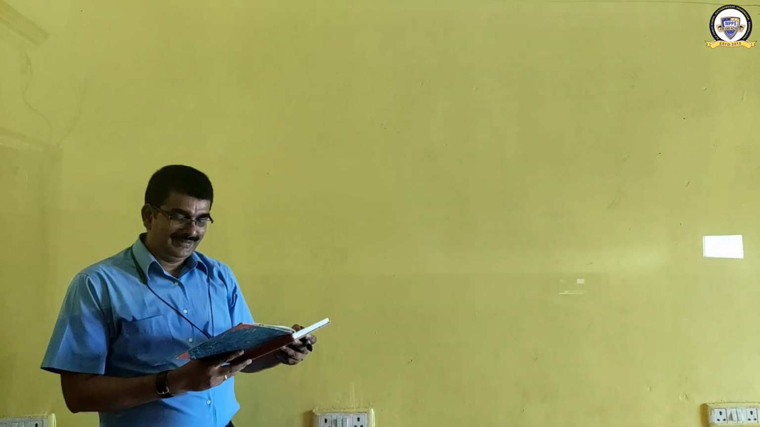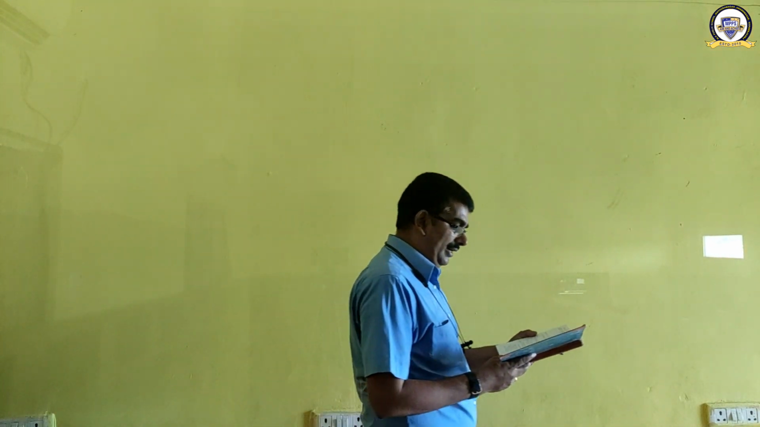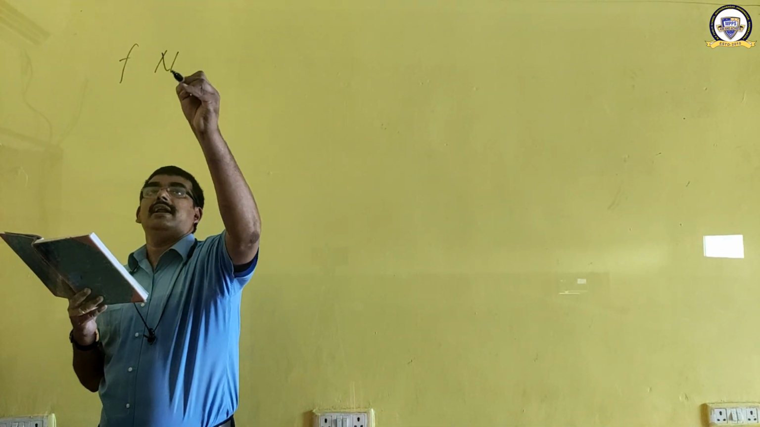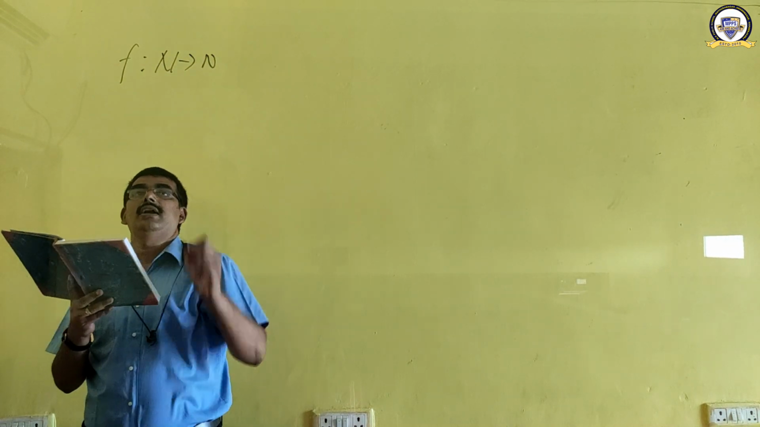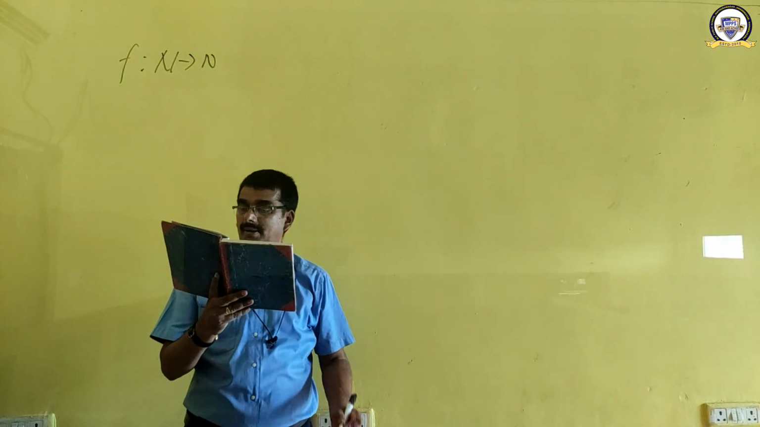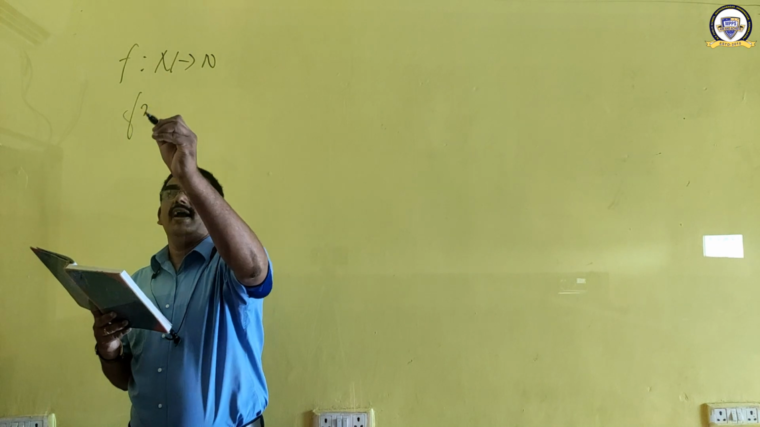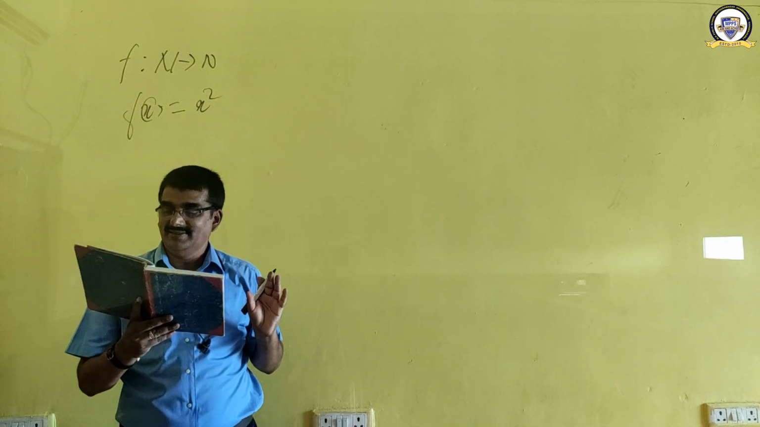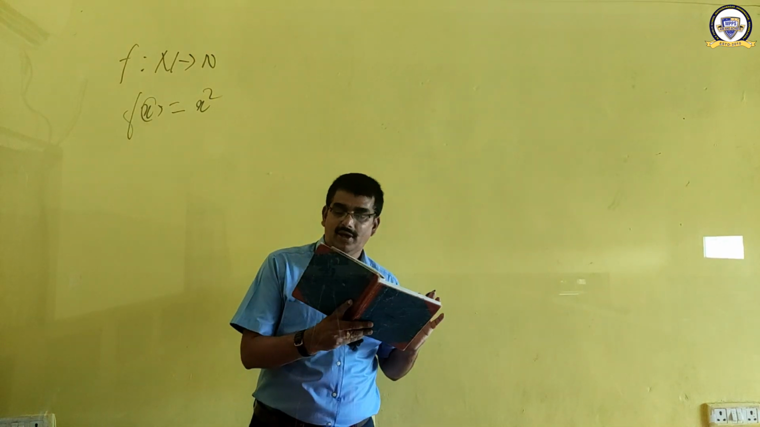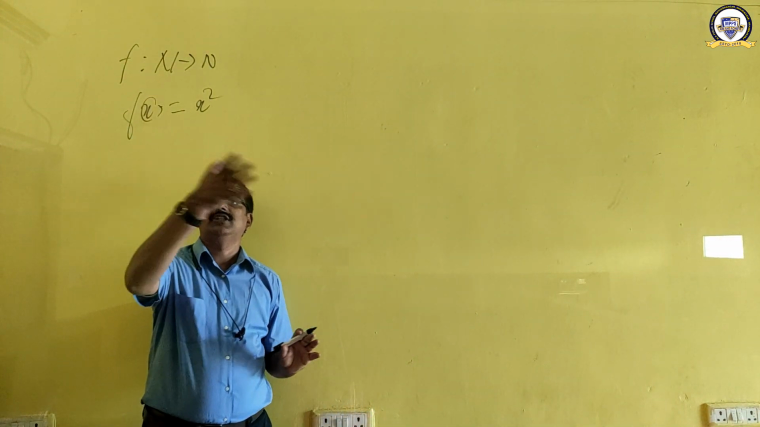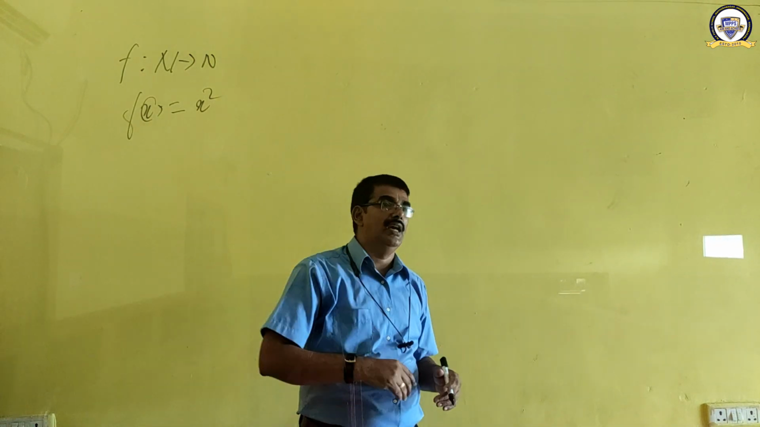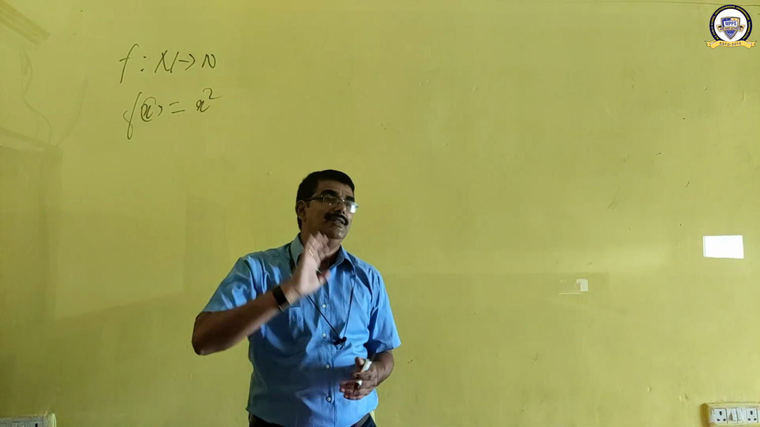So the next question is this: check the injectivity and surjectivity, that means bijectivity, of the following functions. First function, f: N → N, natural number to natural number, defined by f(x) = x square. This much only you have to say. This is a natural number to natural number function. Is it bijective or not?